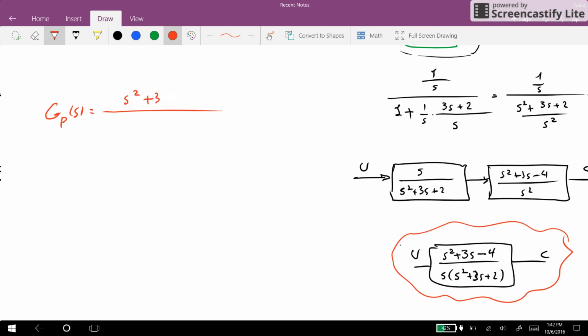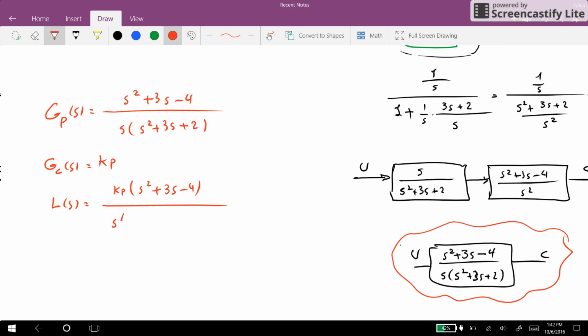(s squared plus 3s minus 4) over s times (s squared plus 3s plus 2). And Gc, the controller, is given as Kp. As a result, L of s, the loop transfer function, is equal to Kp times (s squared plus 3s minus 4) over s times (s squared plus 3s plus 2). And we have Kp equal to 10 here.